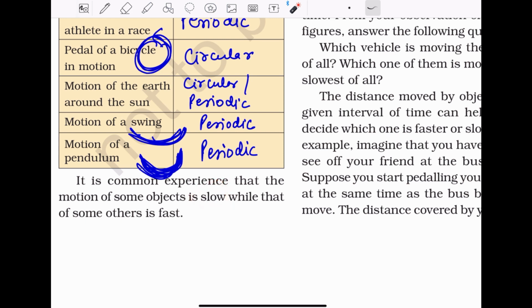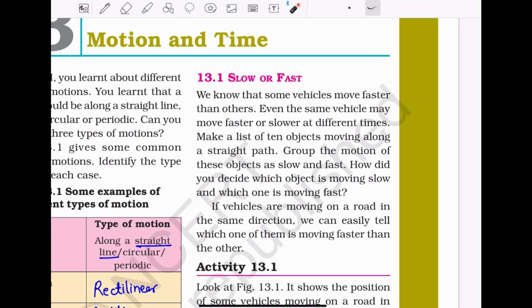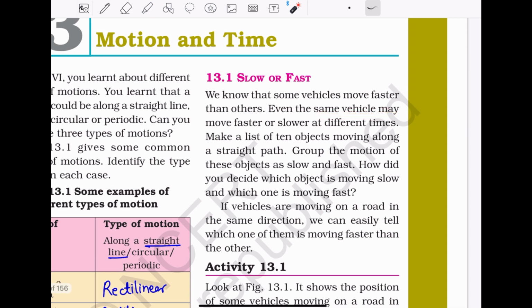Now, on what basis do we say that a particular motion is fast and a particular motion is slow? We know that some vehicles move faster than others. Even the same vehicle is sometimes moving faster and slower, like our cars. If it is a traffic jam or you are about to stop your car, your motion gets slower, whereas when you start the car or it is an empty road, the speed of the car increases, right? Our motion becomes faster.